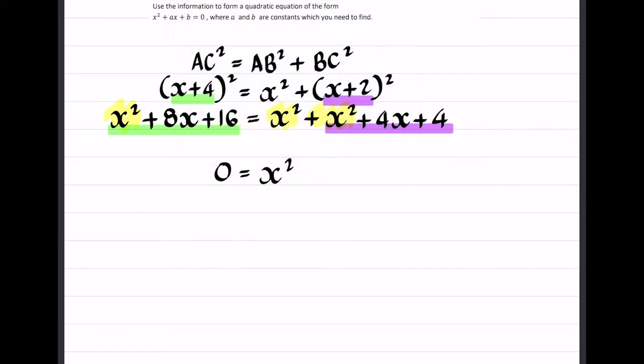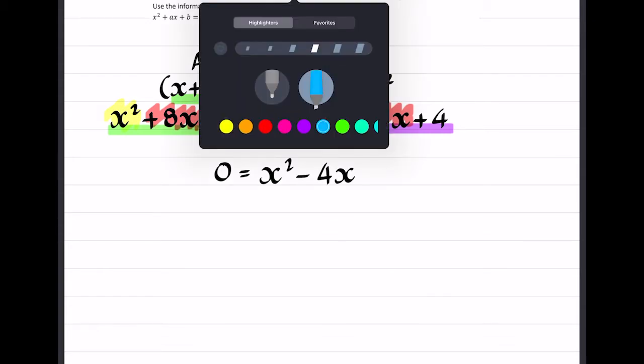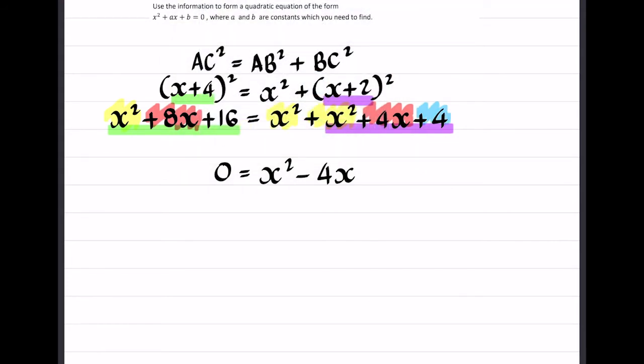I have 4x on this side. Then this positive 8x, when it goes across, becomes a negative 8x. So 4x minus 8x is negative 4x. And then I have a positive 4 on that side. The positive 16, when it goes across, becomes negative 16, and 4 minus 16 is negative 12. So therefore, a is equal to negative 4, and b is equal to negative 12.